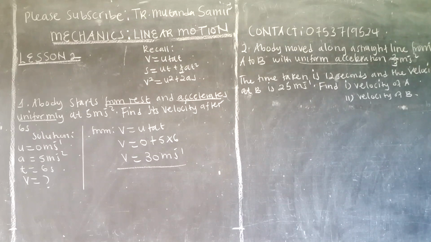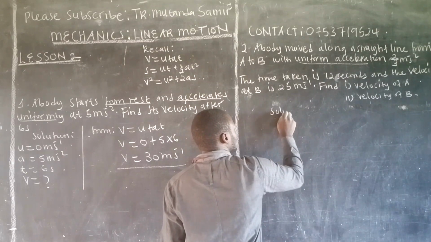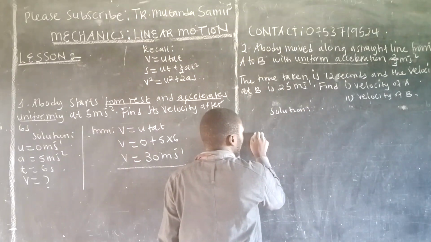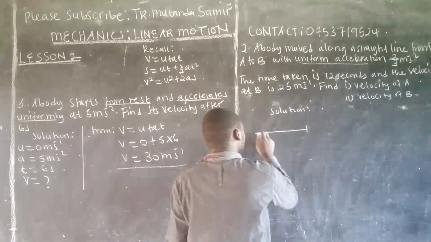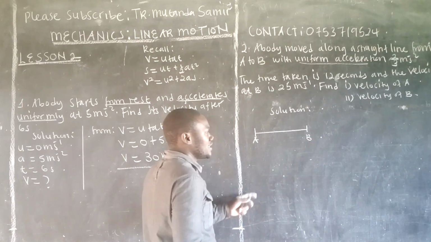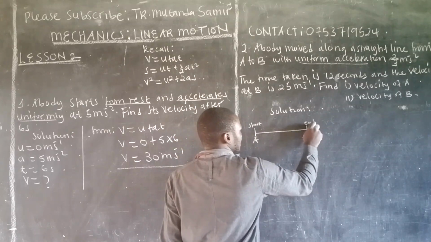Now what you must know is that where necessary, you can always make a sketch. I'll make a sketch since they're using letters. So, solution. From A to B, it is in a straight line, so I'll use a straight line from A to B. Just know that this A is the start, and this B is the end.